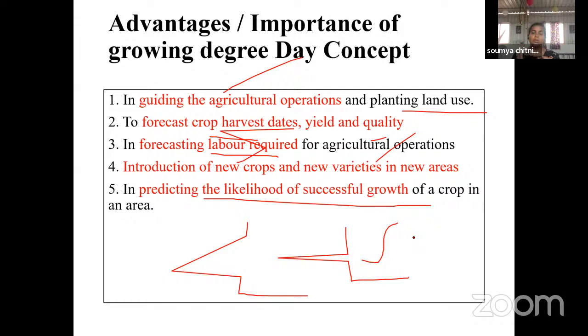So these are two disadvantages of growing degree days. One is it assumes linear growth of the plant, and the other is it assumes the same base temperature for the entire season of any of the crops. So these two disadvantages you have to note, because you may find questions related to this as well.